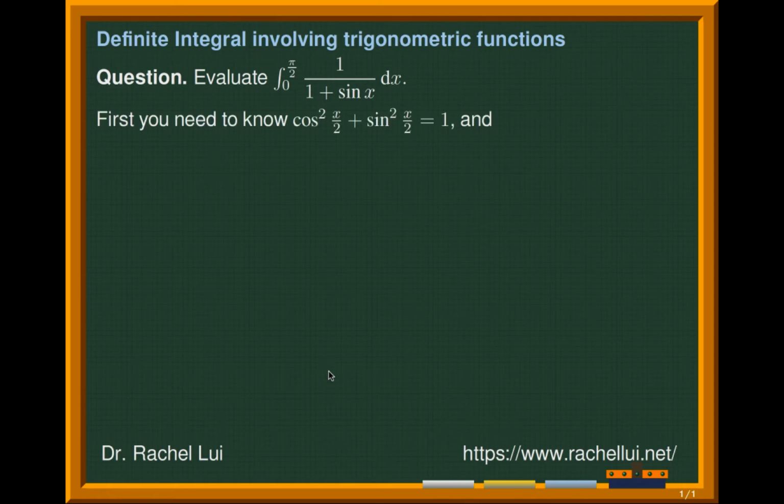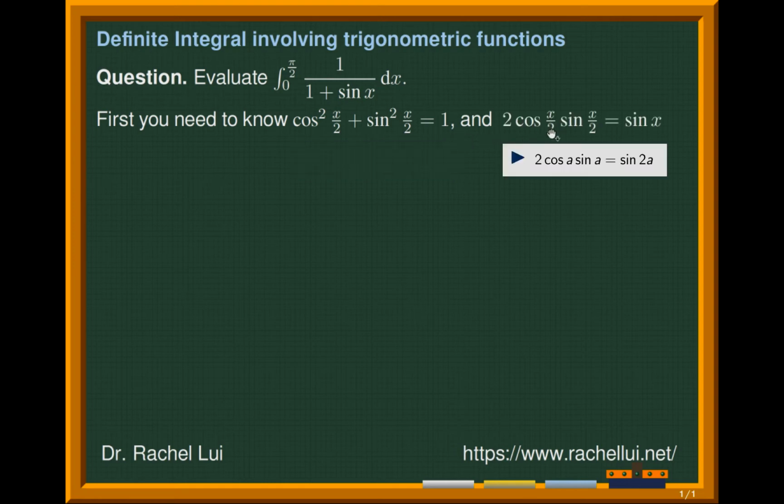The first trigonometric rule that we are going to use is cosine squared x divided by 2 plus sine squared x divided by 2 is equal to 1. Basically, when these two angles are the same, we can use the rule cosine squared a plus sine squared a is equal to 1. The second rule that we need to use is 2 cosine x divided by 2 times sine x divided by 2 is equal to sine x. This makes use of the double angle formula: 2 cosine a times sine a is equal to sine 2a.